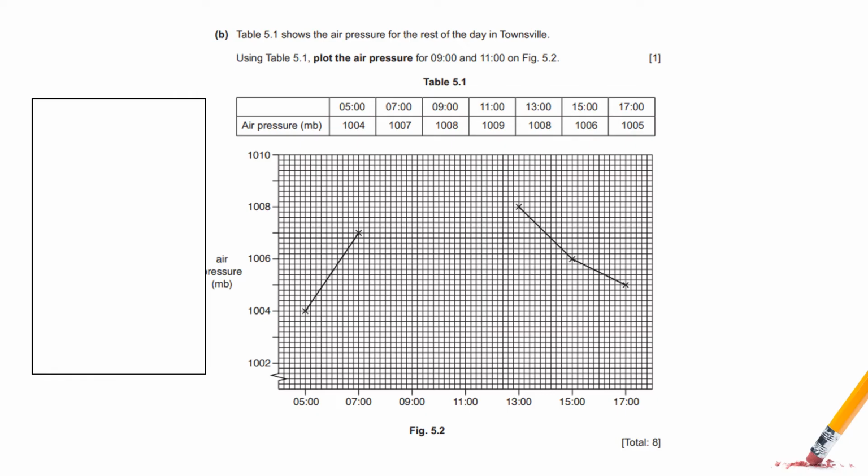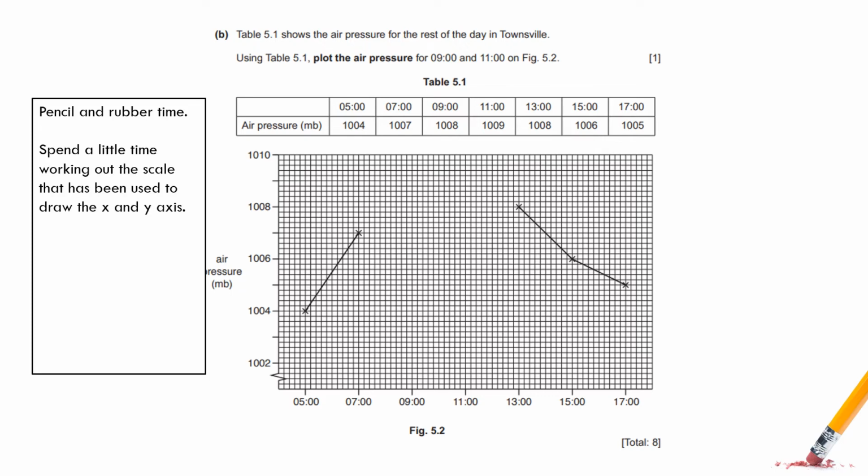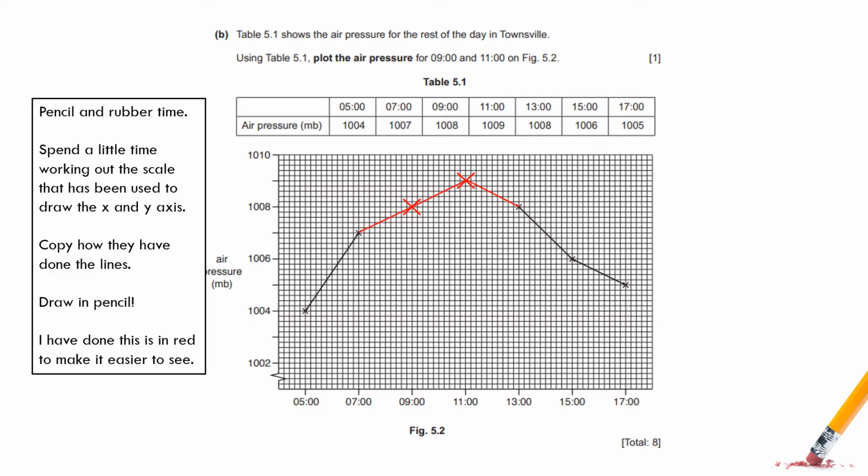And sometimes, again, you might be asked to complete a line graph. So here, plot the air pressure between these two times. Again, you must use a pencil and rubber. Before you start drawing, spend a little bit of time working out the scale that has been used and copy how they've done the lines. You can see they've drawn the points with a red X and connected those with a straight line, not a curve. Again, I've done this in red because it's easier for you to see, but you must do this in pencil. So the first point at 9 o'clock is 1008, and at 11 o'clock it is 1009, and so I'm going to draw straight lines between those to get my 1 mark.